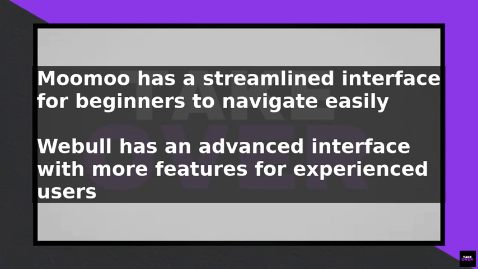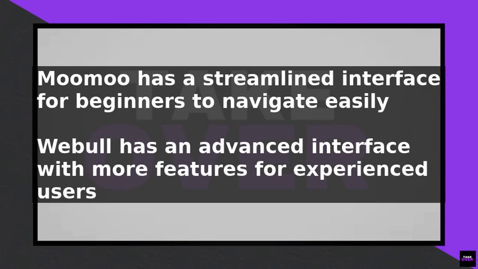One of the main differences between Moomoo and Webull is the user interface. Moomoo has a more streamlined and intuitive interface, making it easier for beginners to navigate. Webull, on the other hand, has a more advanced interface with more features and tools, which may be overwhelming for new users. In terms of trading features, both apps offer similar functionality, including limit orders, stop-loss orders, and trailing stops.